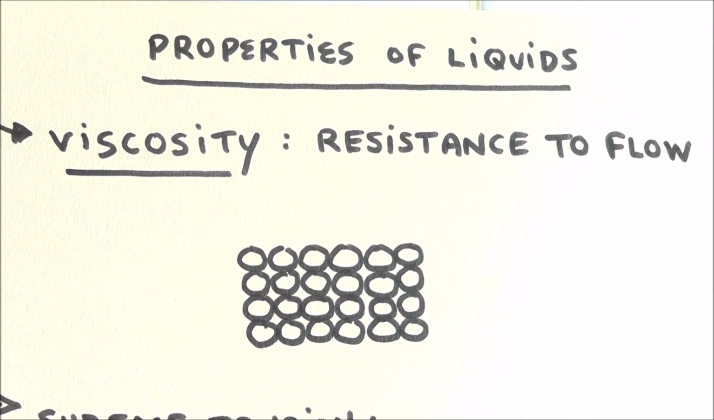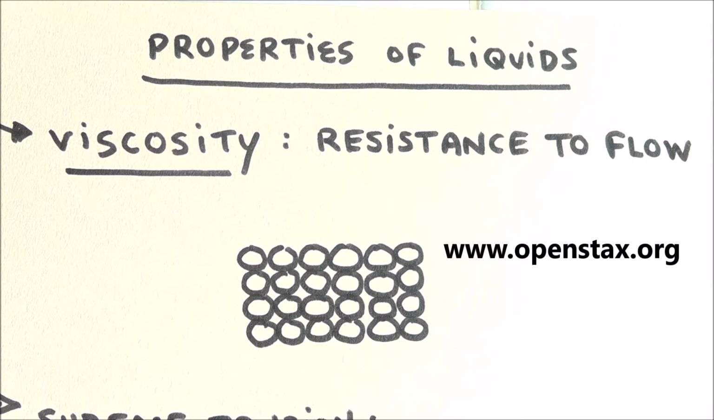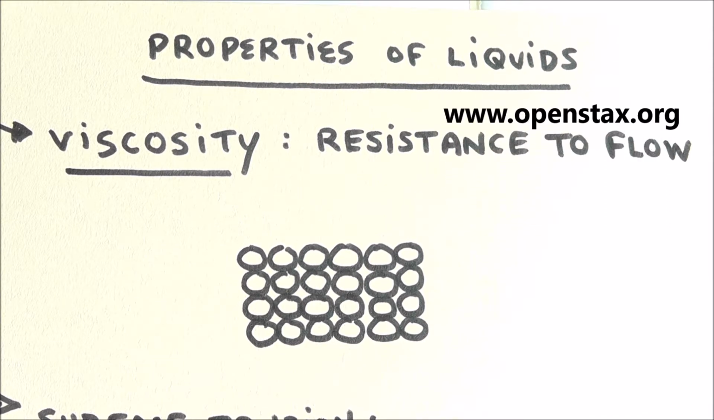Well, howdy everybody. We're here to talk about properties of liquids. We're in the second section of the 10th chapter of the OpenStax textbook, and we're going along with applying some of these concepts of intermolecular forces. I'm going to go in the order of the book and briefly talk about viscosity. Viscosity, as it says there, is the resistance to flow.